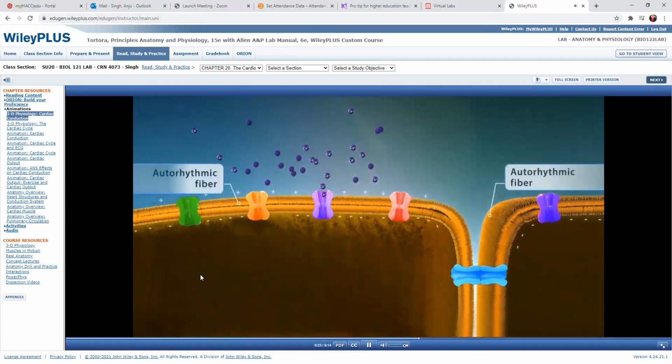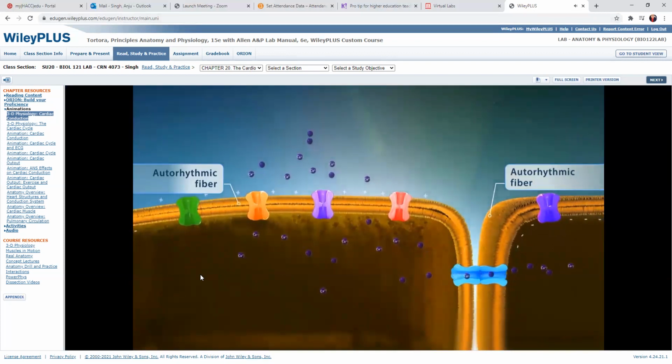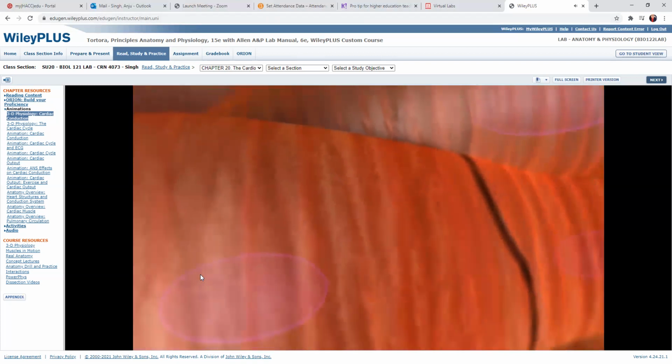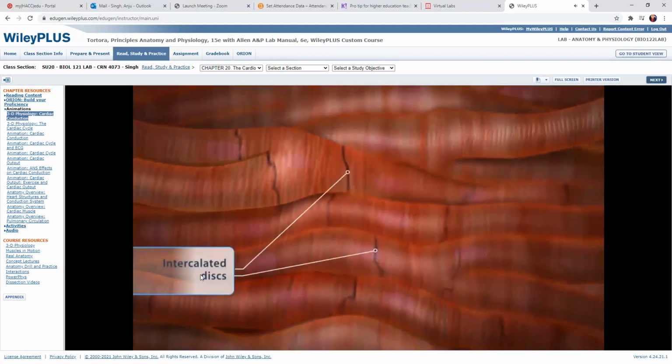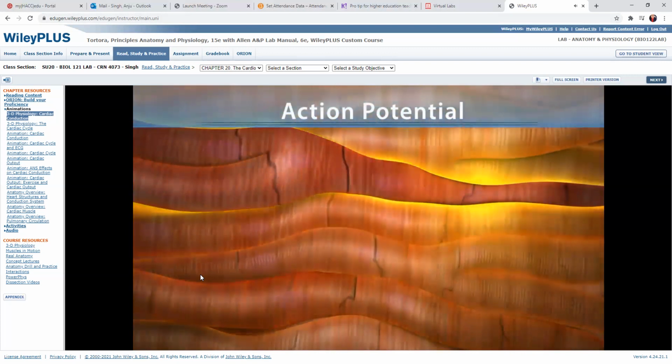The stimulus from the autorhythmic fibers spreads through gap junctions to the next cardiac muscle cell, transmitting the action potential throughout the heart. Connections between cardiac muscle cells, known as intercalated discs, bind muscle cells end to end. These connections contain both desmosomes to provide a strong bond between cells and gap junctions to conduct the action potential from one muscle cell to the next.